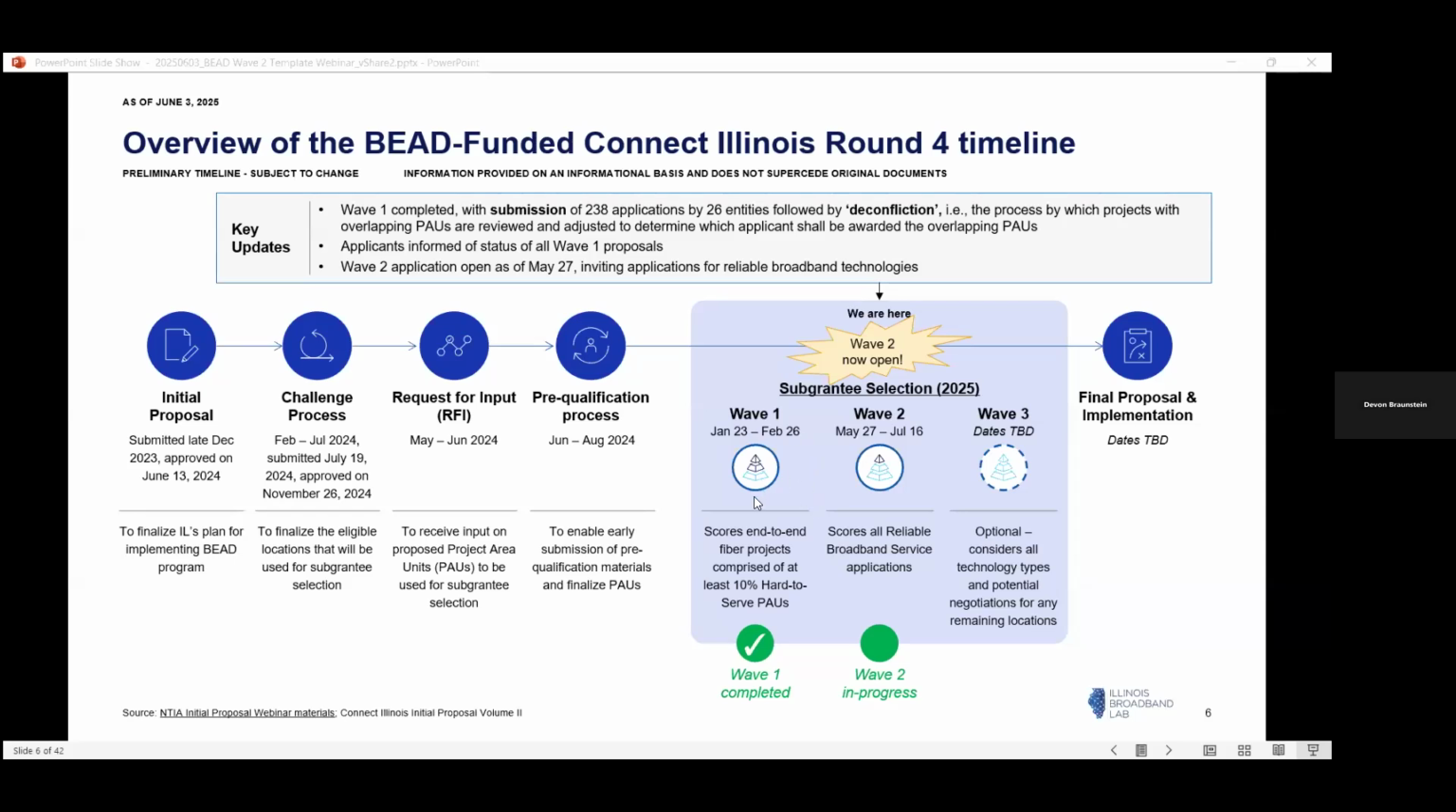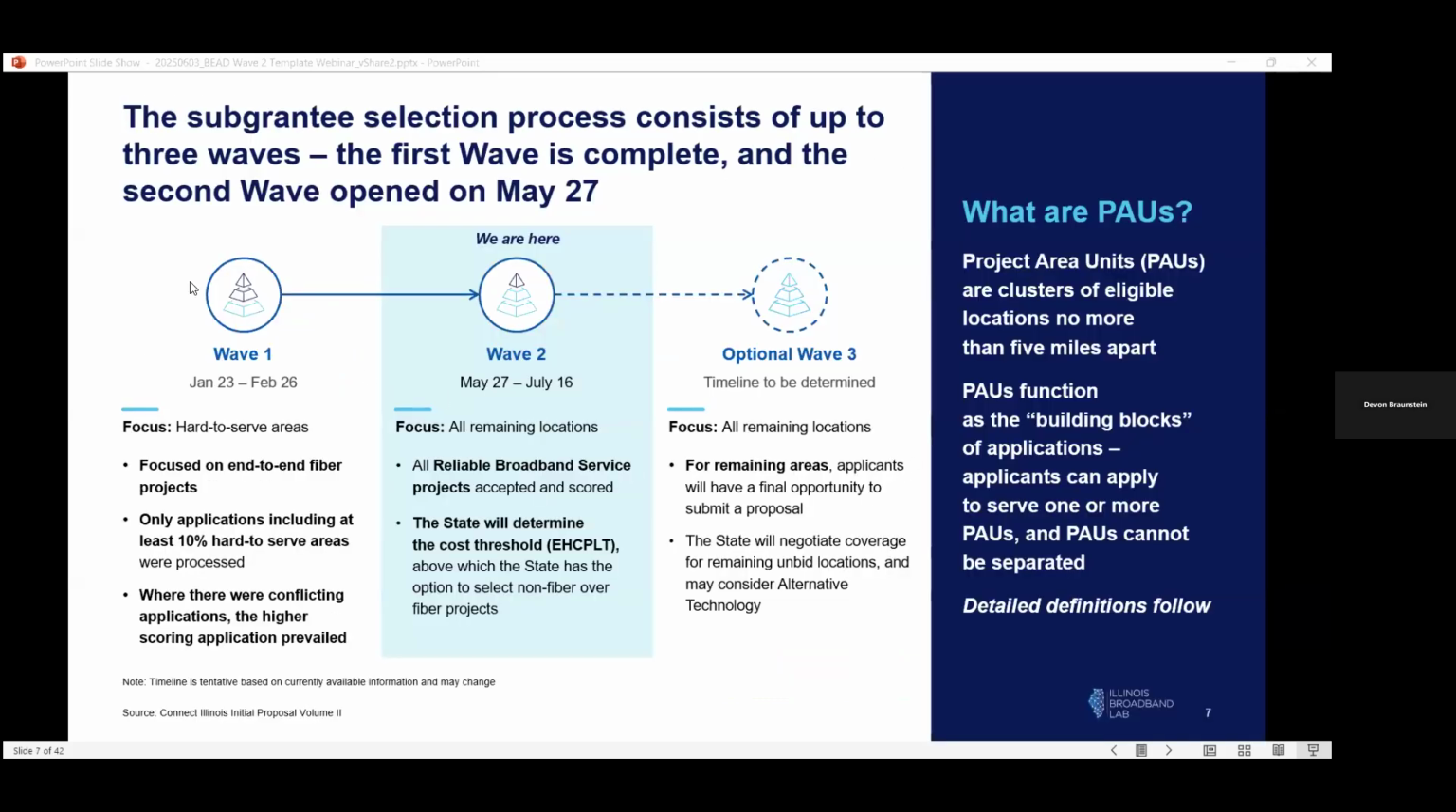Our first application wave had two requirements for participation. Projects had to be end-to-end fiber, as well as have a subset of hard-to-serve project area units. And now in wave two, we will score all reliable broadband service applications. That includes fiber, hybrid, licensed fixed wireless, licensed by rule, and a few others. So let's walk through this.